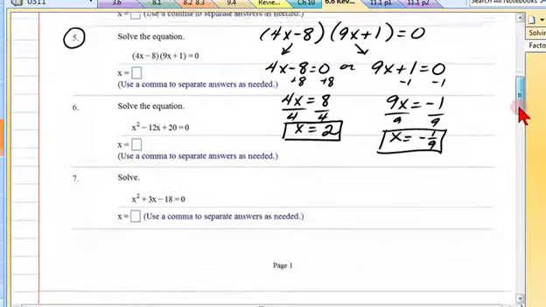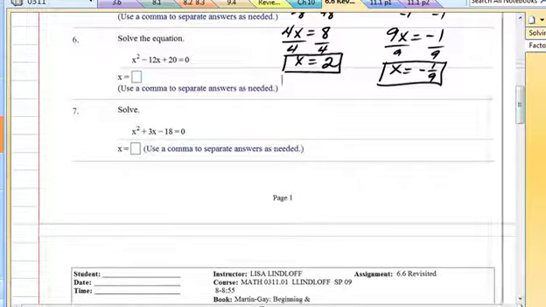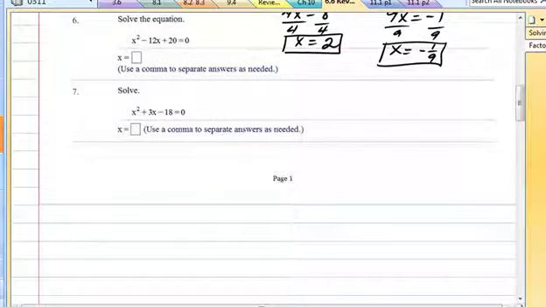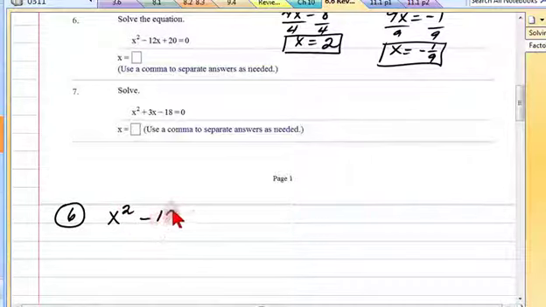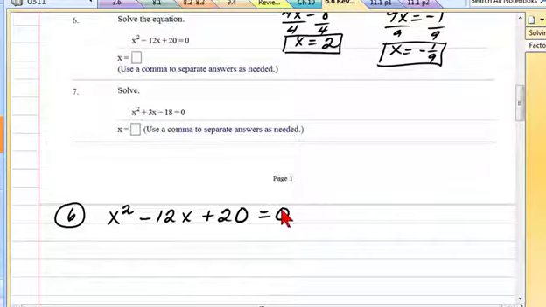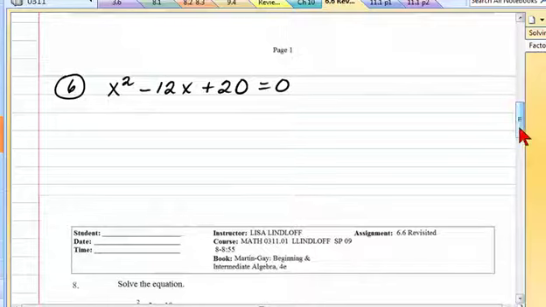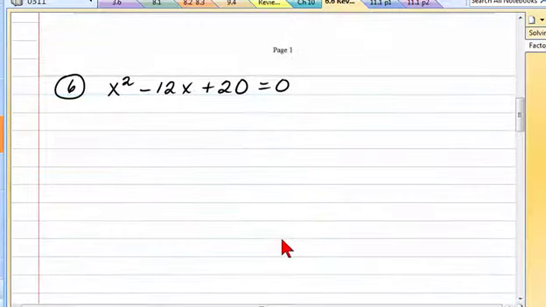All right, number 6. I'm going to skip down here and do it. Get myself a little bit of room. I'll make this visible to the class in just a second. But we're going to solve x squared minus 12x plus 20 equals 0. All right, so for the first problem in this lesson, I actually have to do the factoring. It's quadratic, it's equal to 0, so we're ready to go.